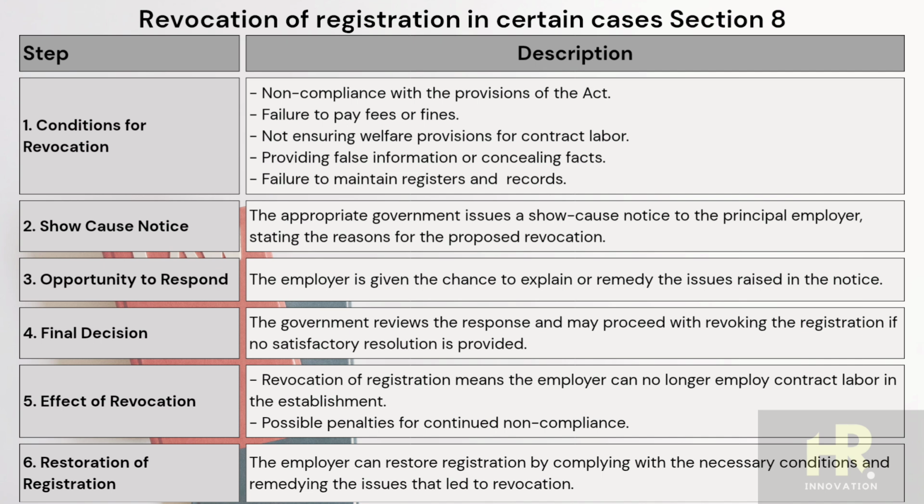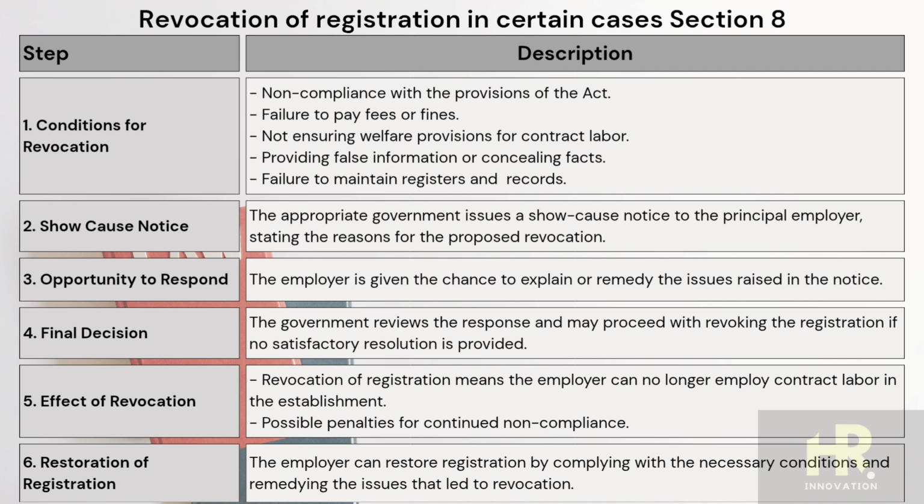Step 2. The government sends a show cause notice, asking the employer to explain why the registration shouldn't be cancelled. Step 3. The employer is given a fair chance to respond or correct the problems mentioned in the notice. Step 4. After reviewing the response, if the government finds no proper solution, it may go ahead and cancel the registration.